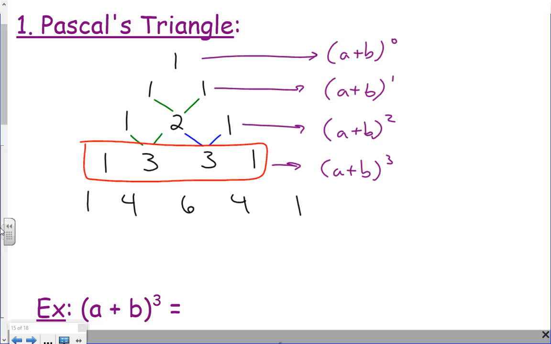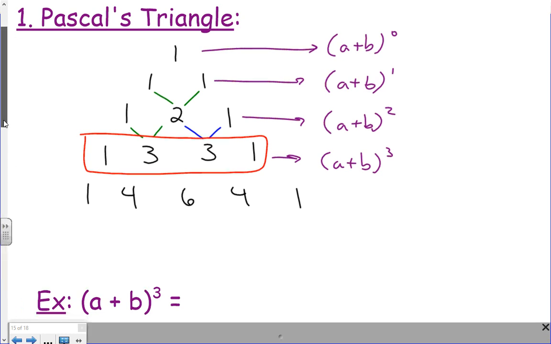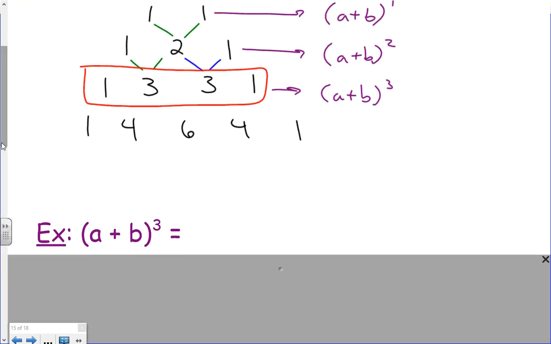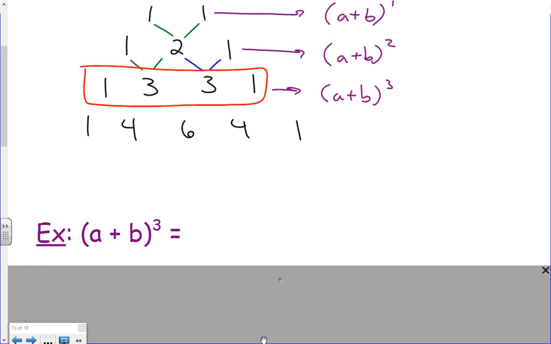So for our example here, now that I know that, if I can remember the first few rows of Pascal's Triangle, or keep writing some down if I need to, then I can use that to help me quickly come up with what this is equal to. I know that I'm going to start out with 1 times a to the 3rd power b to the 0. My next coefficient is 3 times a to the 2nd power b to the 1st. My next coefficient is 3 times a to the 1st power b to the 2nd.